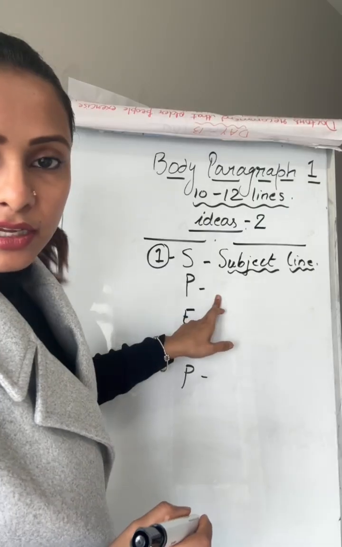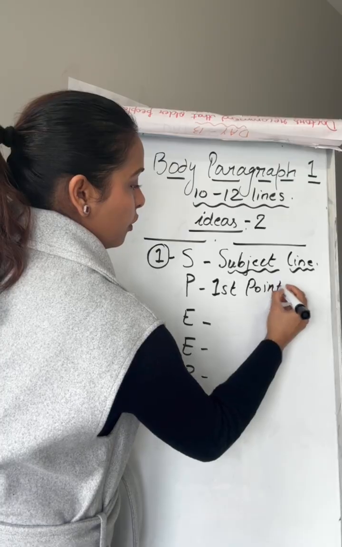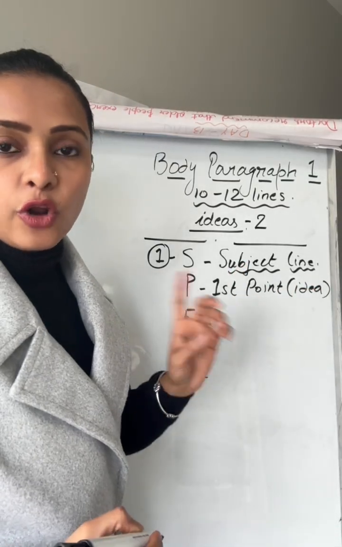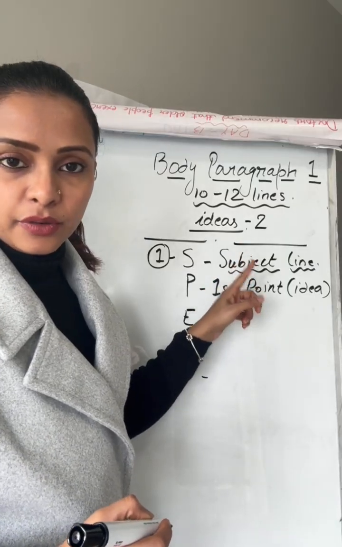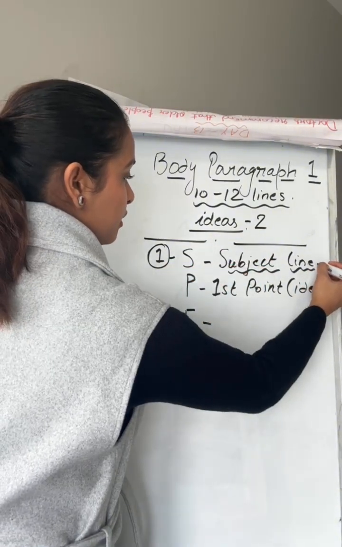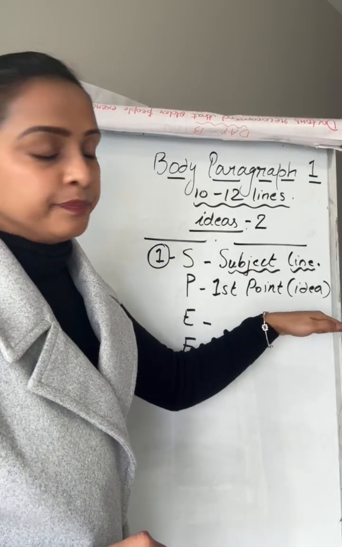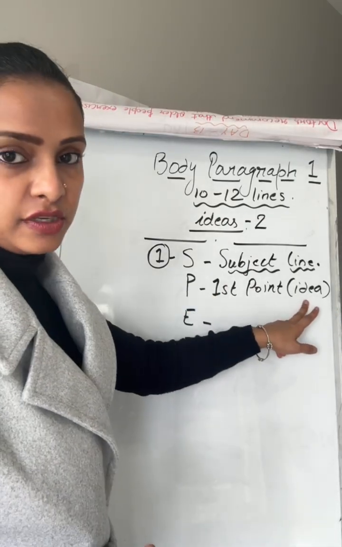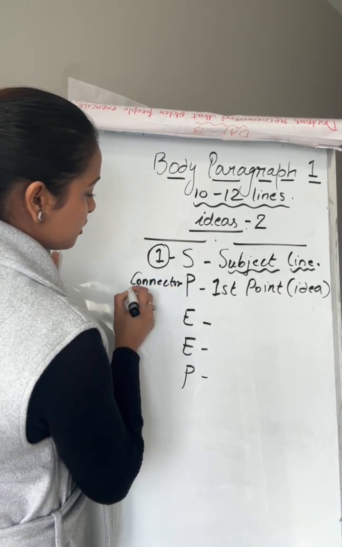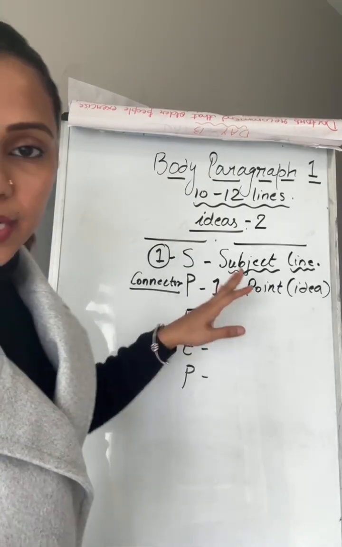Then comes the main thing, which is writing your first point or first idea after the subject line, not in the first line. When you are writing your subject line, you have to put a full stop. Then in the second sentence, you will write your first idea, your first point. But before writing your first point, you have to use a connector here. I'll provide you the list of connectors. You will use a connector here and then you will write your first point.